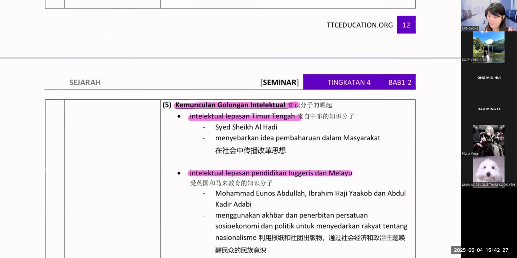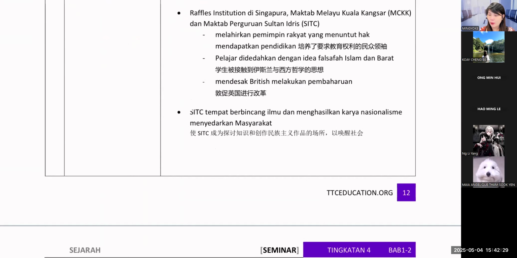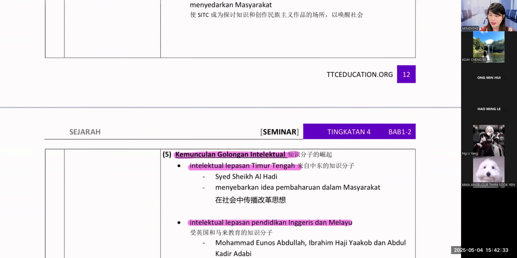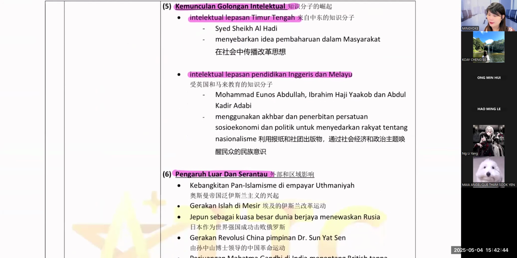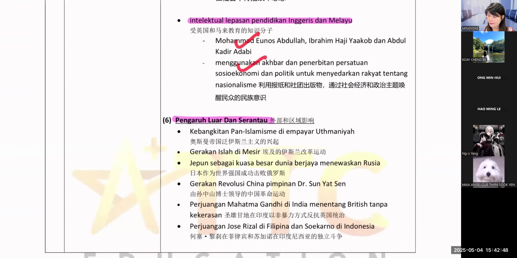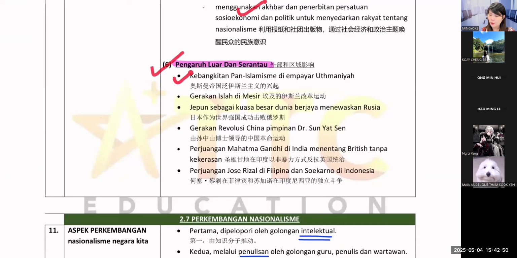Then, this is another point. Then we have kemunculan fakta 5: intellectual lepasan. Contoh, the name and the huraian. Fakta 6. You got 1, 2, 3, 4, 5, 6. You memorize.